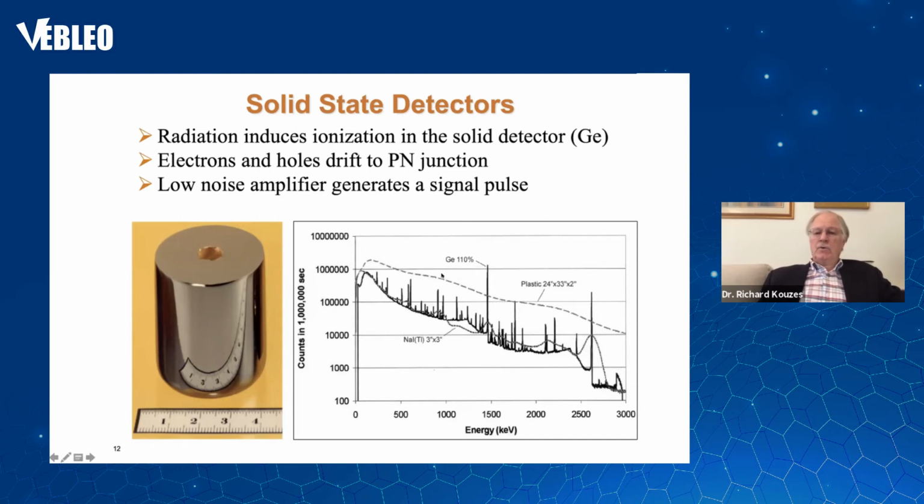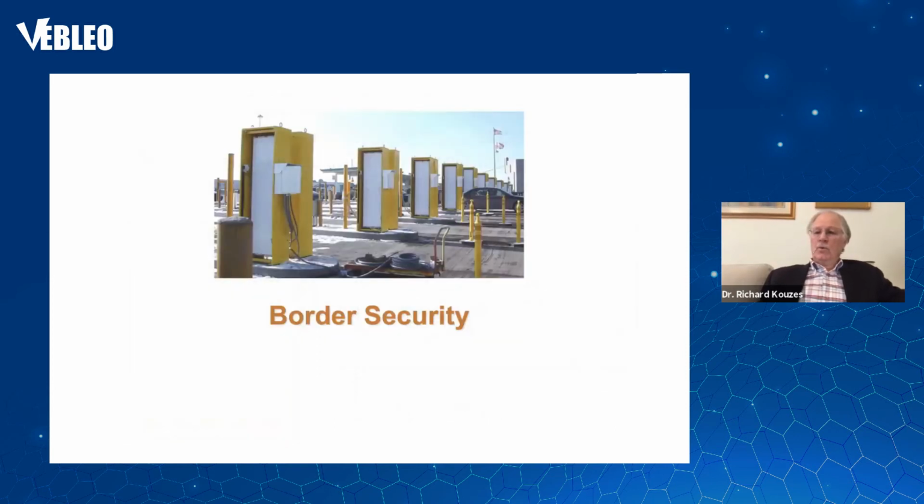The dashed curve along the top is what plastic scintillator sees. In other words, it sees a very broad spectrum. It doesn't give you any details. But a plastic scintillator, very large plastic scintillator, is far cheaper than this small germanium detector. So there are trade-offs in terms of what you can actually do with these different materials. So with that brief introduction to detection, let me talk about the application to border security.